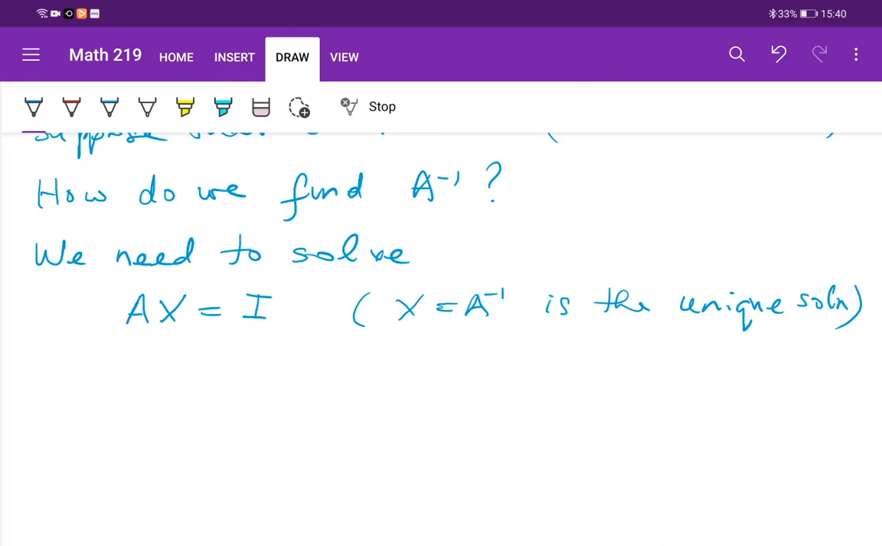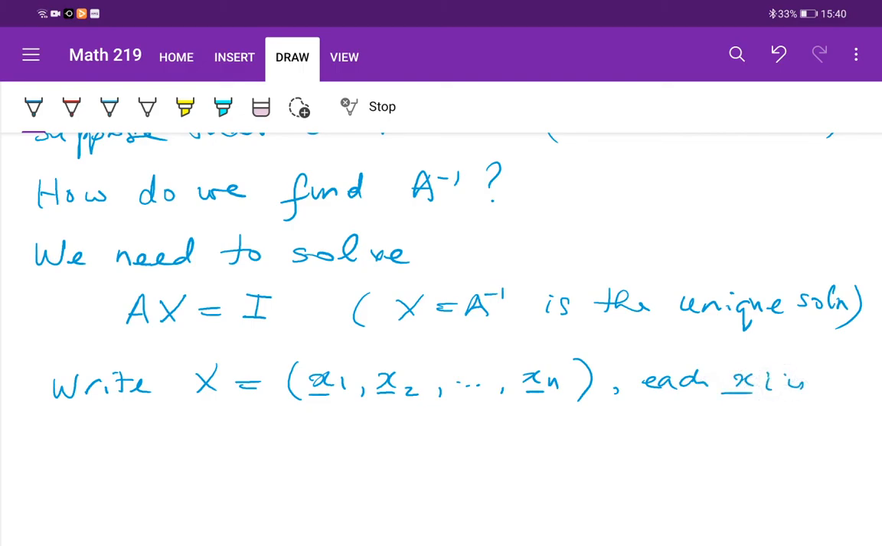So let's see how this works. Let's write X as x1, x2, up to xn. Here each xi is a column vector.